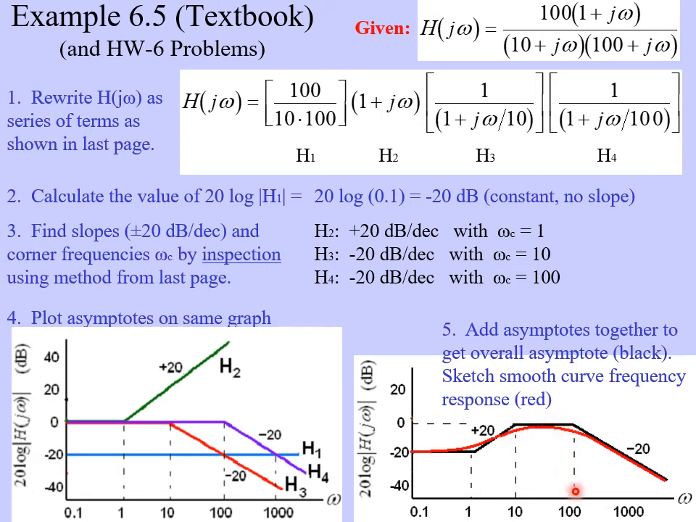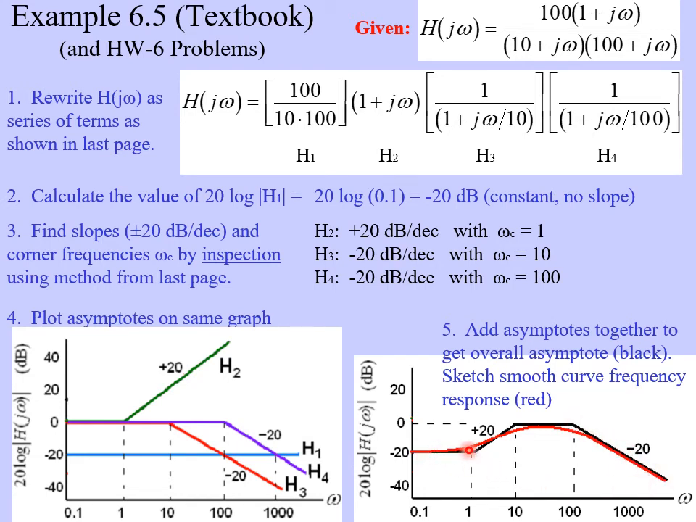And then when I get to 100 radians per second, I'm at this point right here. Now this purple slope kicks in, which is another -20. So I've got a +20 going up, a negative 20 going down, and a negative 20 going down. So the net is negative 20 again. So my final slope over here, everything to the right, is going to be negative 20 decibels per decade.